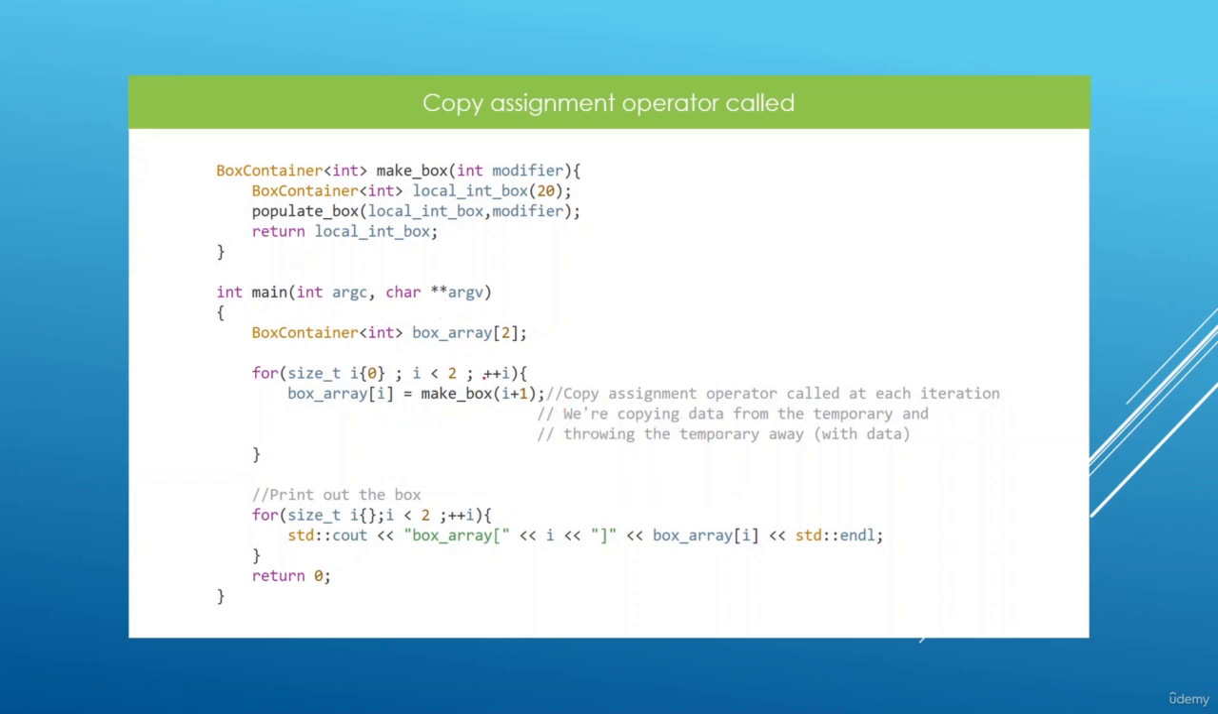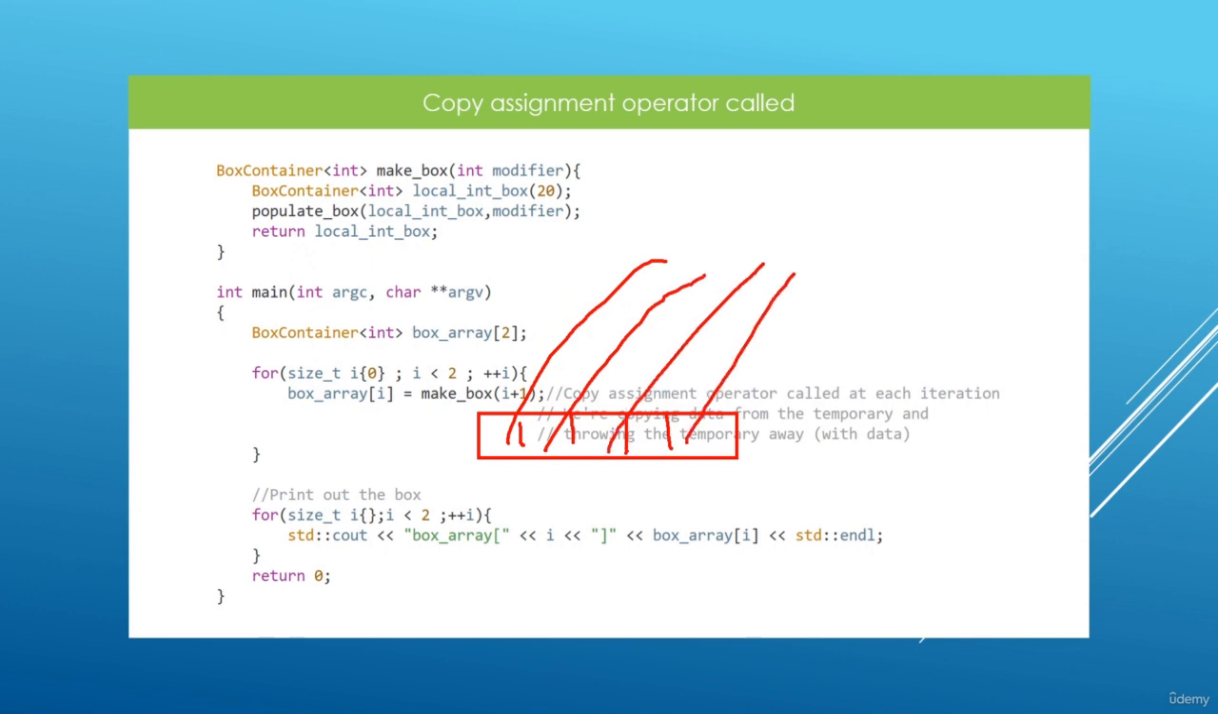So at the second iteration, we are going to repeat the same thing. We are going to set up a local object. We are going to put in the data, and then we're going to copy this in the second slot of our box container array that we have here. And after we copy the data, we are going to throw away this temporary box object.